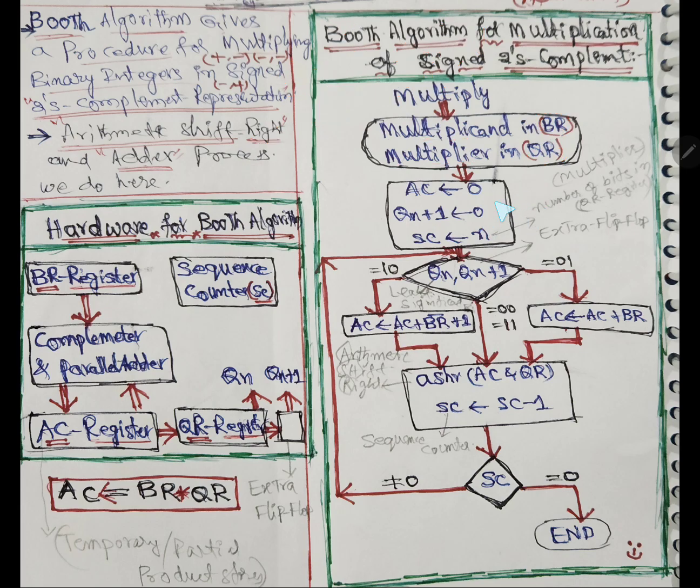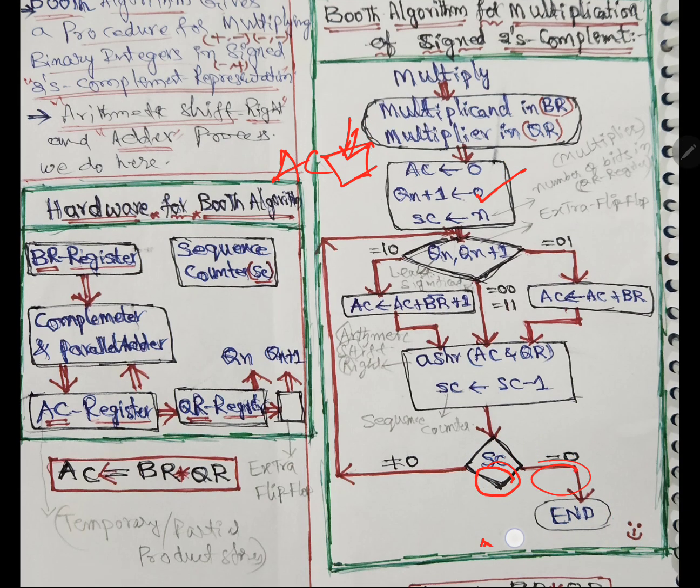Then in the next flow chart, this is the start, with the multiplicand and multiplier. Here in the rectangle box, AC is the accumulator. Initially it will be cleared to 0, because the accumulator holds partial or temporary product values. Nothing should be there in it initially. At the end, after SC becomes 0, the final product will be in the accumulator register.